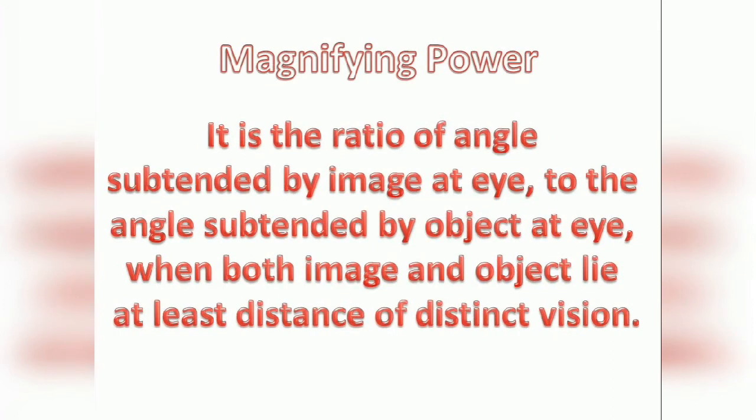Magnifying power. It is the ratio of the angle subtended by the image at the eye to the angle subtended by the object at the eye, when both image and object lie at the least distance of distinct vision.